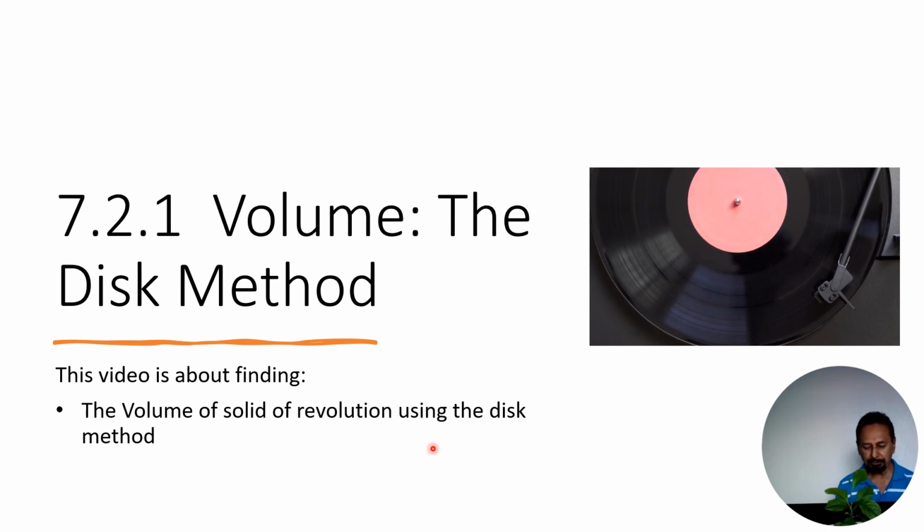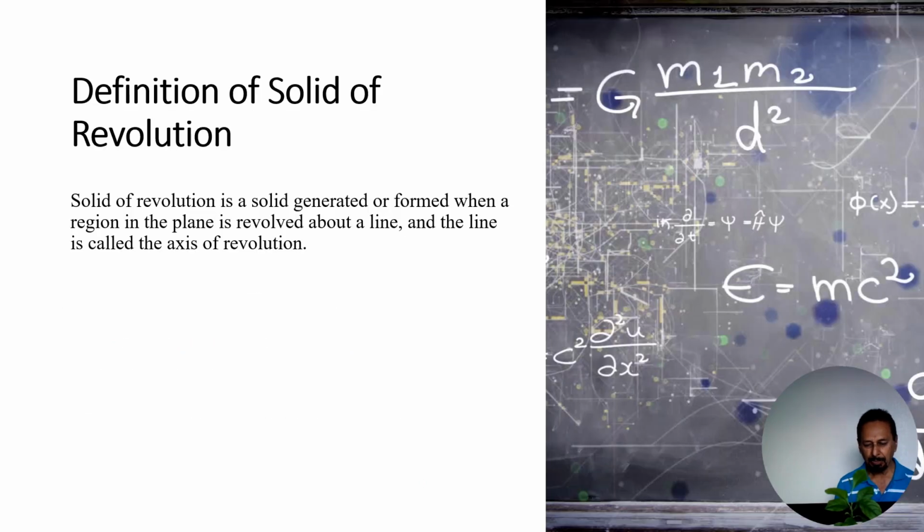This video is about finding the volume of solid of revolution using the disk method. What is a solid of revolution? A solid of revolution is a solid generated or formed when a region in the plane is revolved about a line, and the line is called the axis of revolution.